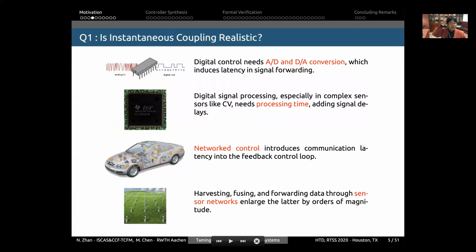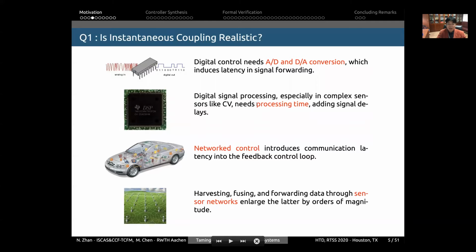Let's see the first question. Is instantaneous coupling realistic? In reality, in the design of a cyber-physical system, normally, for example, we need to consider the digital control, so that we have to consider the conversion between analog signal and the digital signal, which induce latency in signal forwarding.